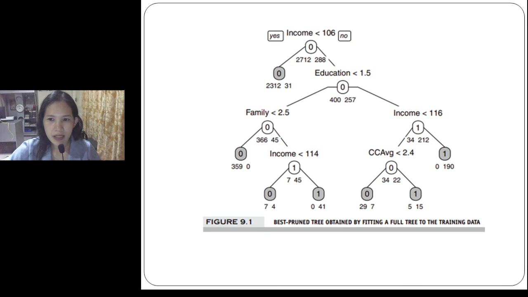This tree can easily be translated into a set of rules for classifying a bank customer. For example, the bottom left rectangle node under the family circle in this tree gives us the following rule. If income is greater than or equal to 106 and education is less than 1.5 and family is less than 2.5, then the class belongs to 0, or non-acceptor.